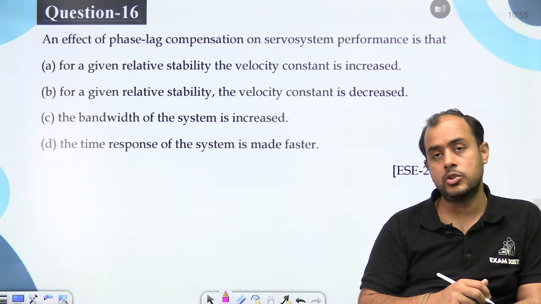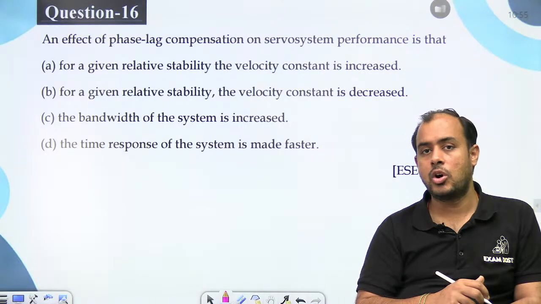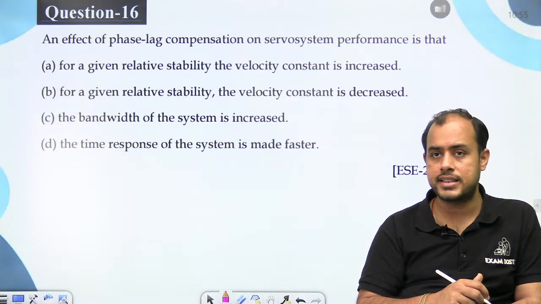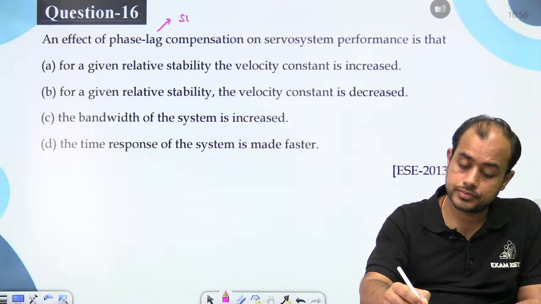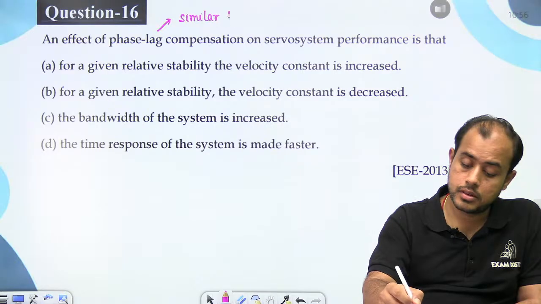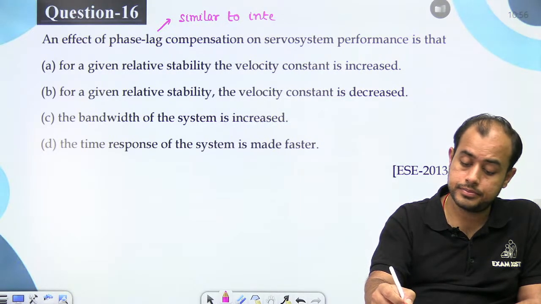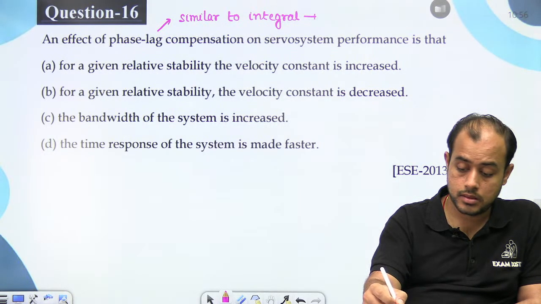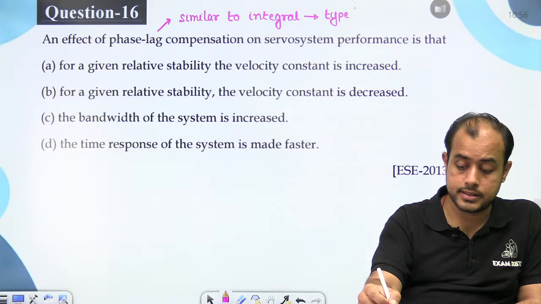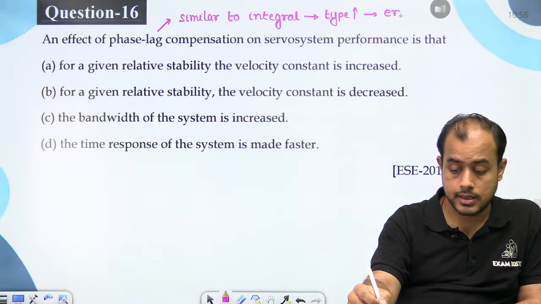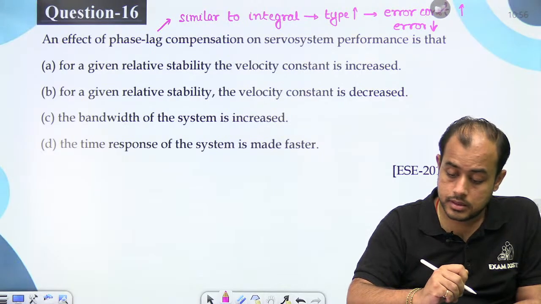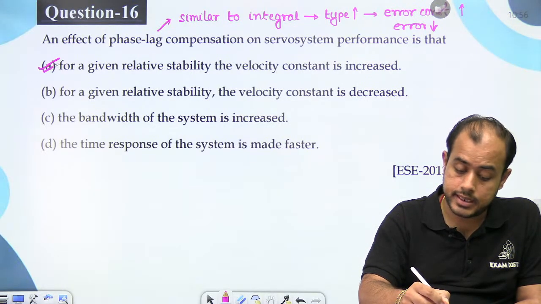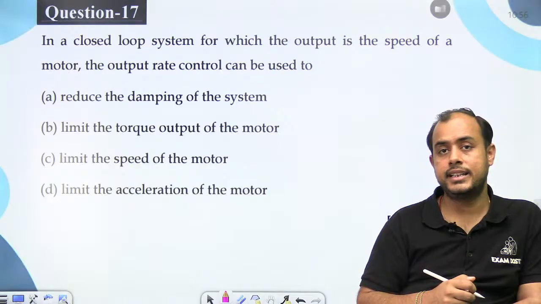ESE 2013, phase lag compensation on servo system. What is the effect of phase lag compensation? So phase lag is similar to integral. Type increases, error constant increases, error decreases. So error constant increases. Okay, error constant increases.